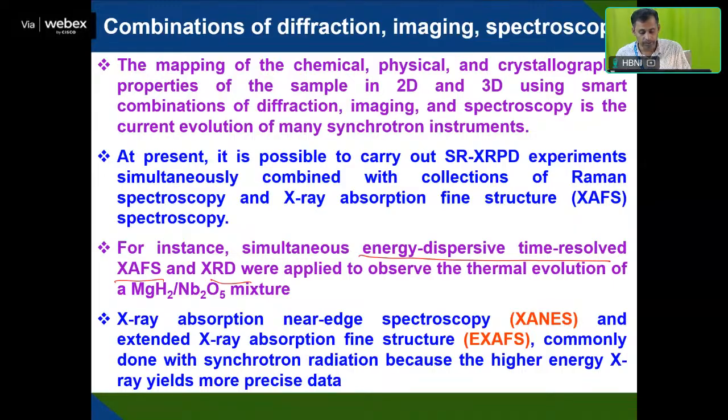From this, we will discuss X-ray absorption spectroscopy. It is mainly of two types: X-ray absorption near edge spectroscopy, and extended X-ray absorption fine structure. These are commonly combined with synchrotron radiation. Using high energy X-rays, you get more precise data, and you can get better information by using this type of X-ray absorption technique.